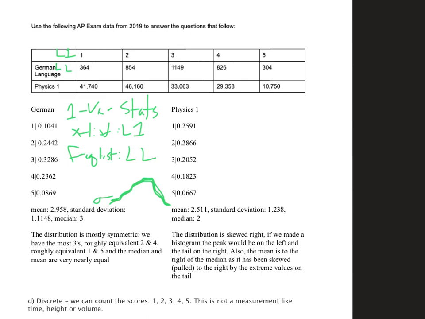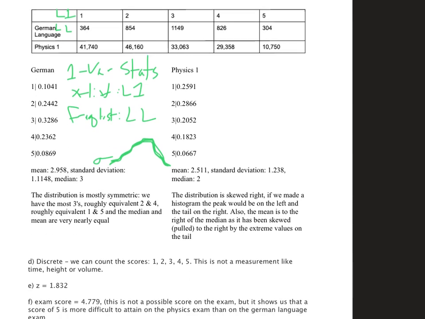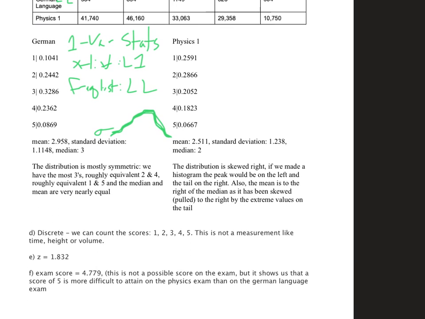Then the question asks us, are we discrete or continuous? We're discrete because we can count the scores. Discrete is something you can count and you have an individual score. Continuous has to be measured, and you have to list the outcomes in ranges. You can't list the probability of an individual outcome. It has to be in a range.